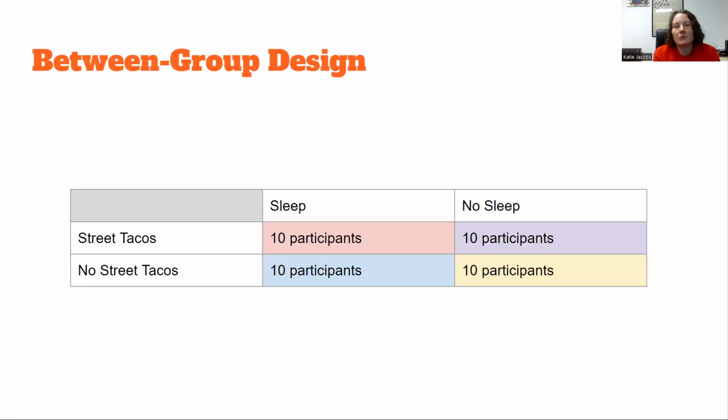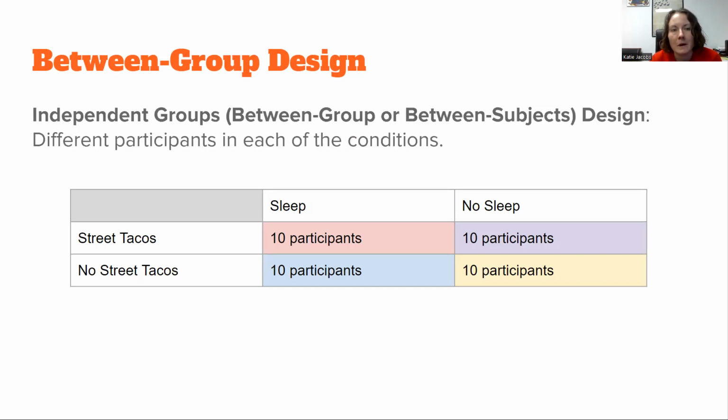So there are different types of research design that we can use. Here it's color coded, so if you have a visual impairment of some kind or have color blindness, it might be difficult to see this, so I'll try to articulate it as well. When we use a between group design, we have different participants in each of the conditions. If we examine the color coding I have here, we have different participants that get sleep and street tacos.